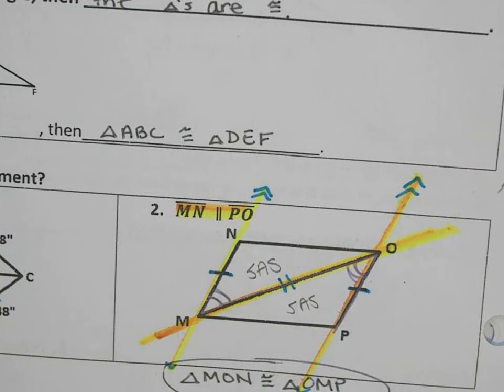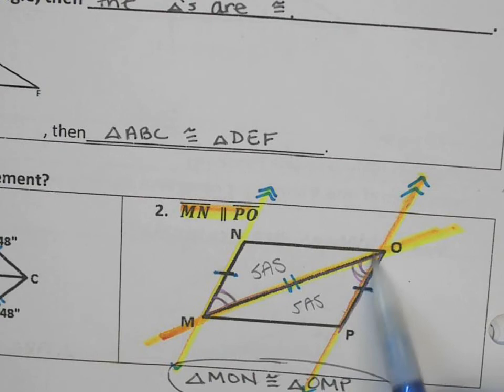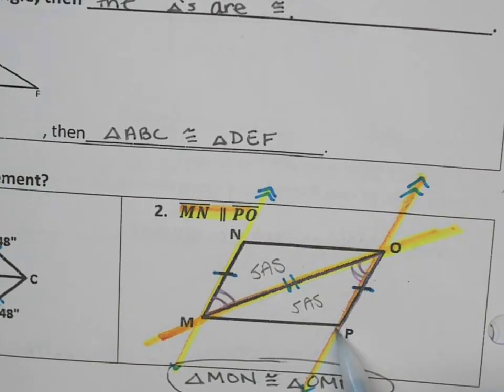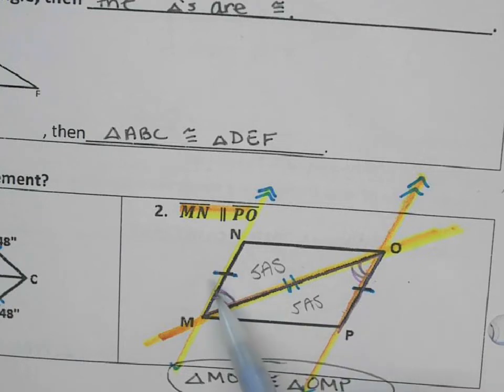And then I said, okay, well, what type of angles are those? Those are alternate interior angles. Remember the zigzag: if you can make the zigzag, they're alternate interior angles. And our theorem states that if you have parallel lines, then alternate interior angles are congruent. So that's why I was allowed to mark that, because we learned the AIA theorem.